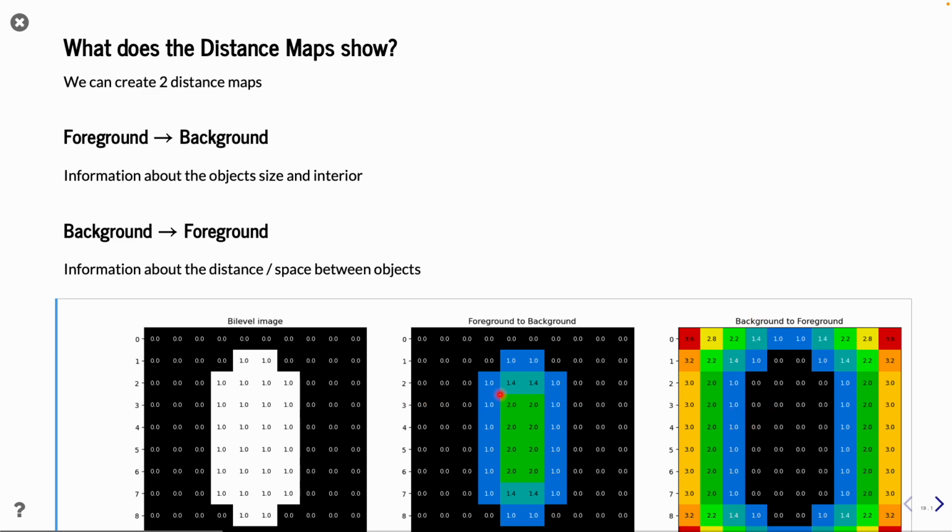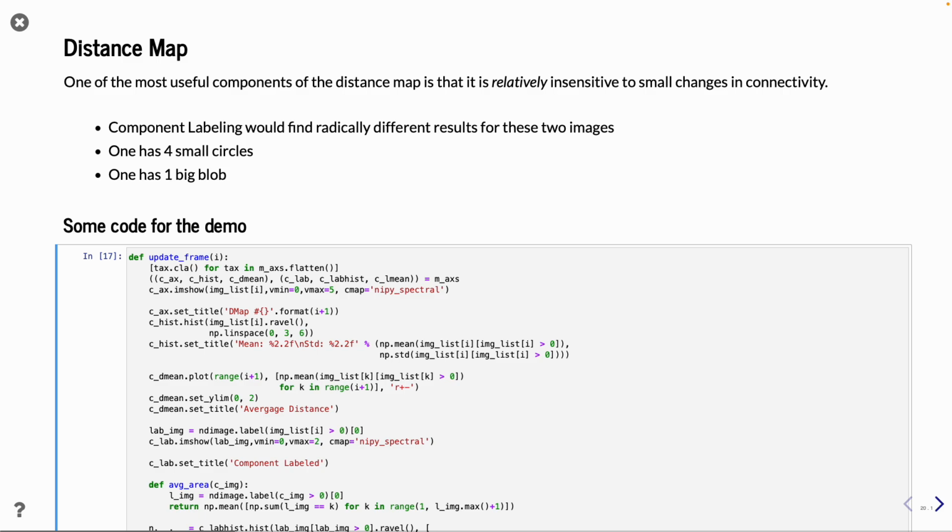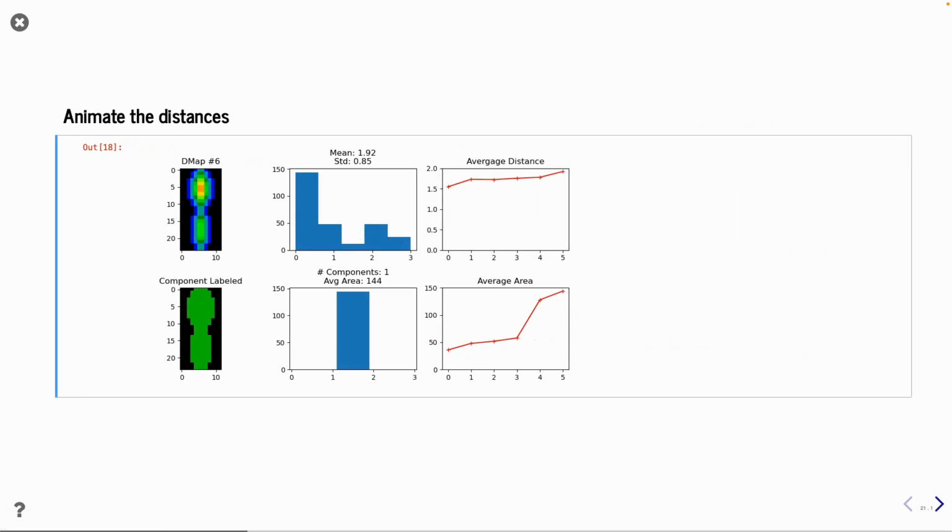Okay, that one is actually from background to foreground, and that one is the opposite. And you can see here you have a lot of zeros around the object, and you have the distance within the object. And you can, of course, also compute it the other way around, and then you have all the distances between objects in principle. So that is something we can look at in a case here.